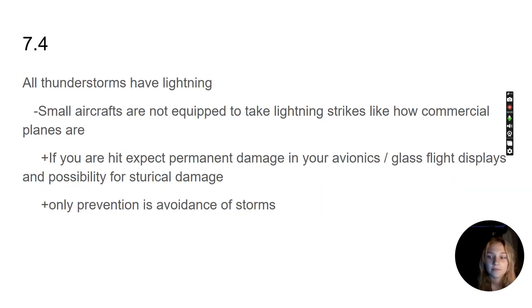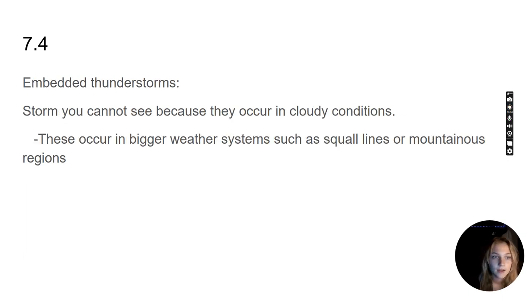All thunderstorms have lightning. If there's thunder, there's lightning. Small aircraft are not equipped to take lightning strikes like commercial planes are, so completely avoid it. If you are hit, expect some permanent damage to your avionics or glass flight displays and possibility for structural damage. And the only prevention is avoidance. Don't go into the storm, man. Just stay away from that.